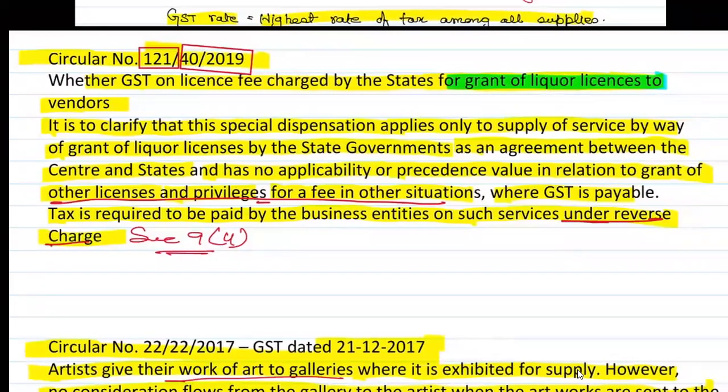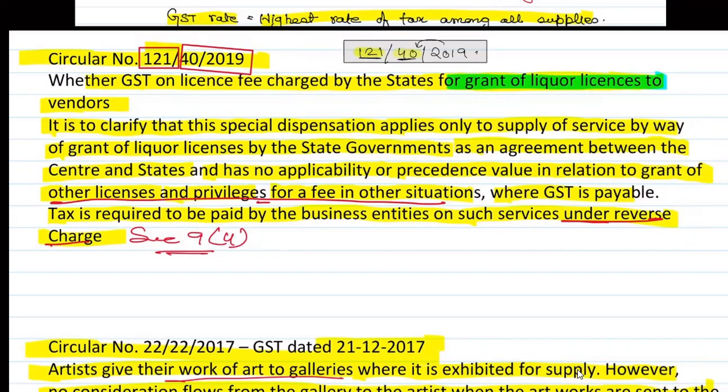Okay, so let's continue. So it is a circular number. Okay, now do you guys know how to read these circular numbers? How to read this circular number? That is, it is 121/40/2019. Now see how it has to be read. Now this first number, that is 121, depicts that in the whole GST Act, this is the 121st circular of GST Act. Okay, this 40 represents 2019. That of 2019, this is the 40th circular, and this is 121 of the total circulars that have been released till date.